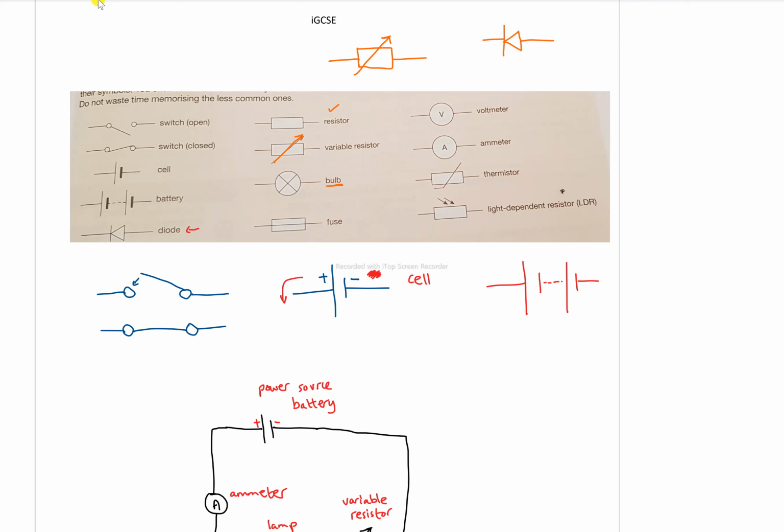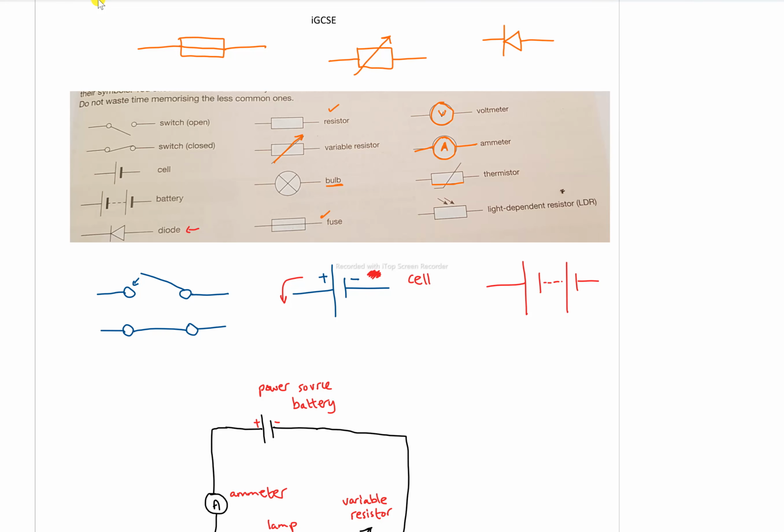Here's a bulb or a filament lamp. Here's a fuse. That's a fuse, so it's like a resistor, rectangular box, and you draw a line through it. That's the wire that melts in effect, so that is a fuse. Voltmeter is simply a circle with the V, measures voltage. Ammeter is a circle with an A in it, measures current.